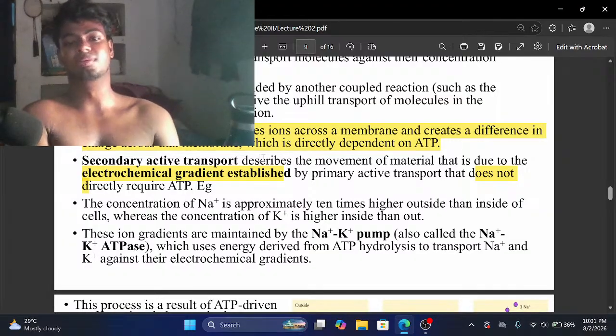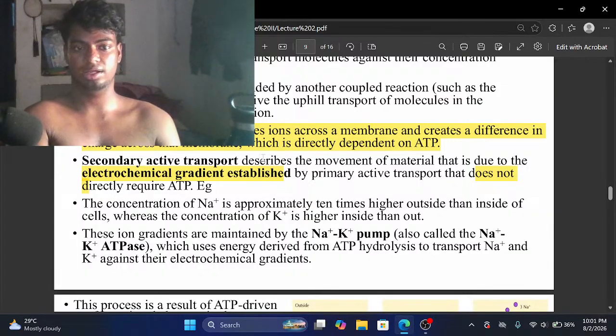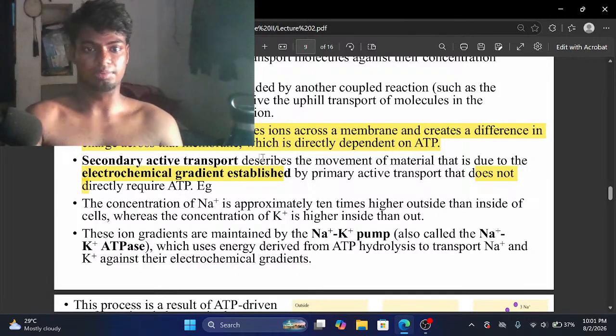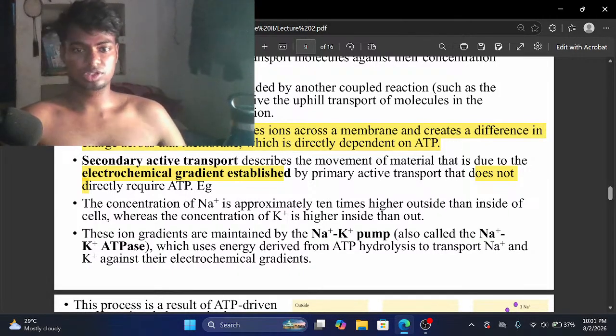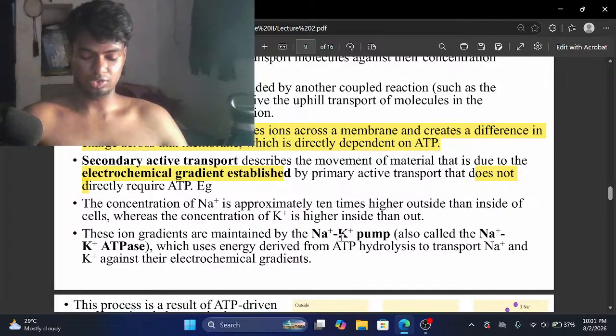So primary active transport moves ions across the membrane, creating a difference in potential, a difference in charge across the membrane. And secondary active transport exercises the movement of material due to the electrical gradient established by the primary active transport, which does not require ATP. The concentration of sodium is 10 times higher than the outside.